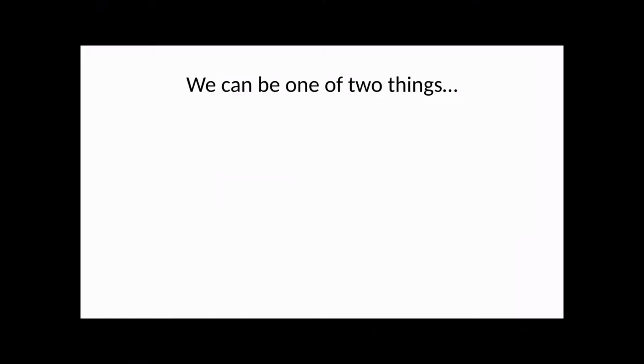So we can begin by understanding that as humans, we can be one of two things at any given moment. We can be conscious or we can be unconscious. In other words, everything we do, we can do it consciously or we can do it unconsciously. We can go for a walk consciously or unconsciously. We can stand up consciously or unconsciously. We can talk with our friends consciously or unconsciously. This applies to everything we do, everything.